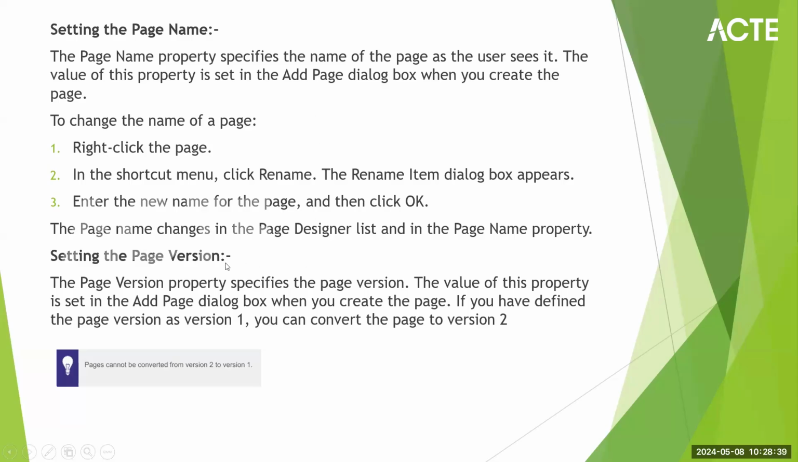Setting the page version. So how to set the page version? The page version property specifies the page version. The value of the property is set in the add dialog box when you create a page. So if you have defined the page version as version 1, you can convert it to version 2, but you cannot convert version 2 back into version 1.